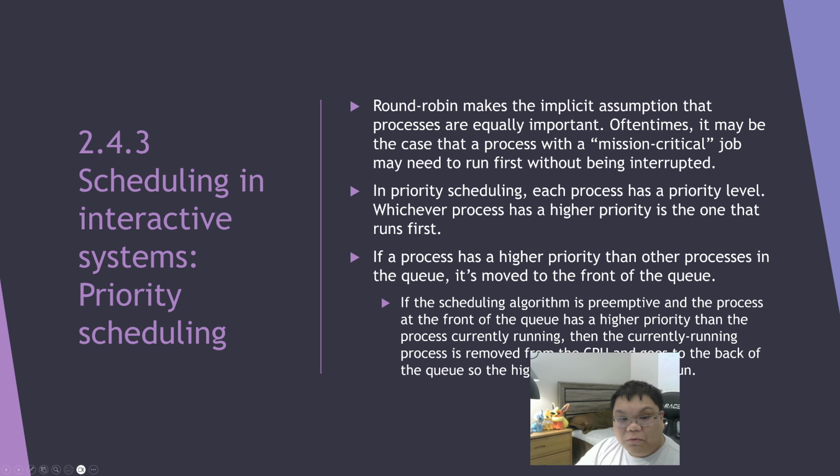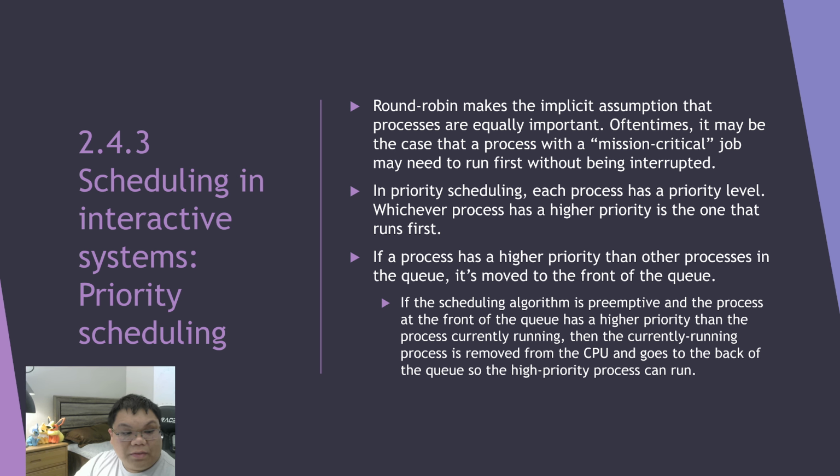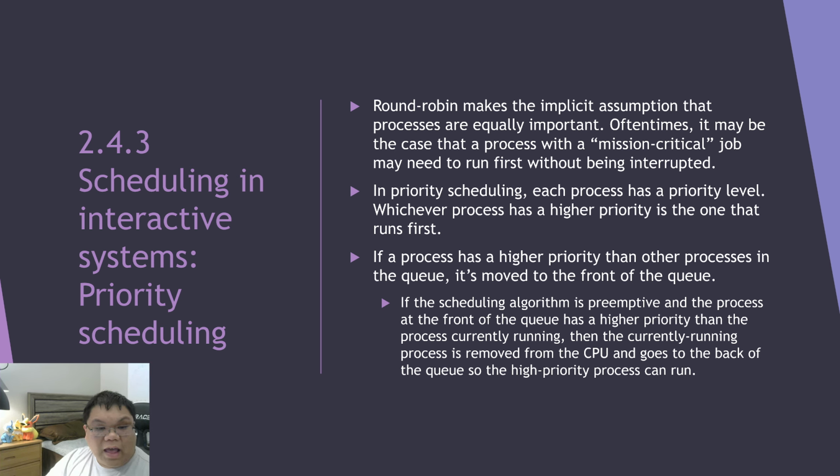If we have a preemptive scheduling algorithm and the process at the front of the queue has a higher priority than the process currently running, then not only does the high priority process move to the front of the line, it runs immediately. So whichever process was already running, we preempt the CPU. That process goes back in the line, and the high priority process starts running.